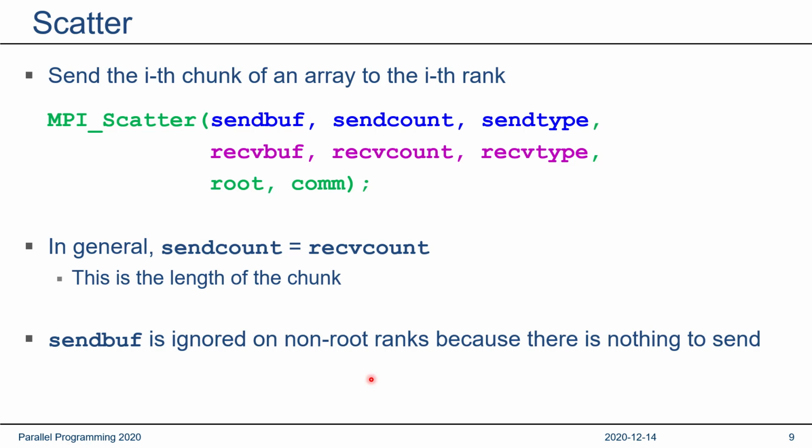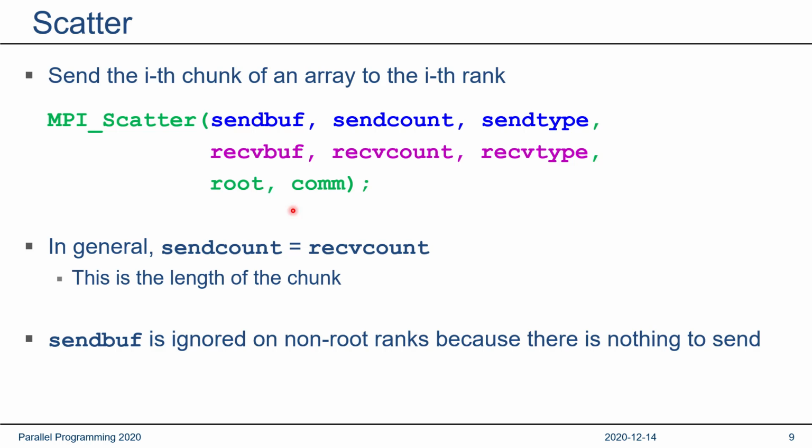Scatter is like a sophisticated variant of broadcast, and it works a little bit differently. So scatter is for sending the ith chunk of an array to the ith rank, which means it has send and receive arguments. So a send buffer, a send count, and a send type, a receive buffer, a receive count, and a receive type. There's a root process, again, which is singled out, we'll come to that, and the communicator.